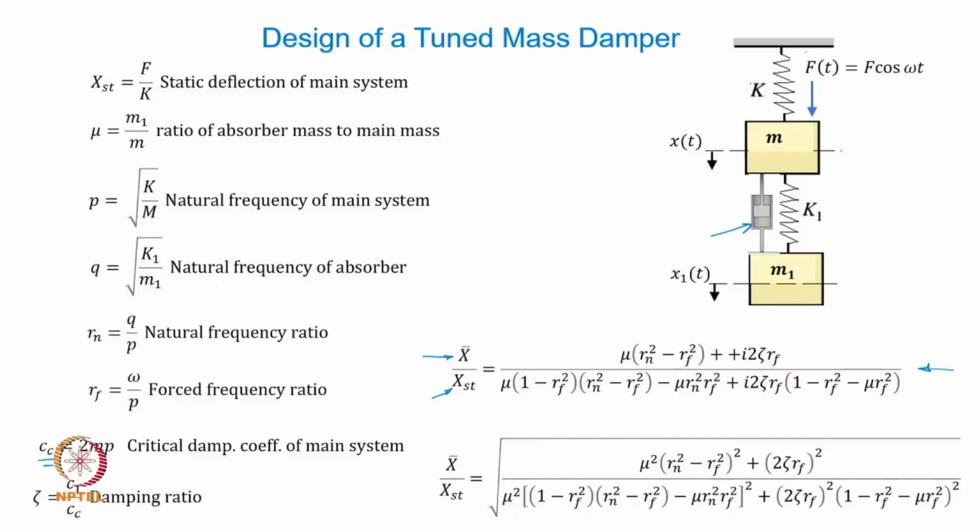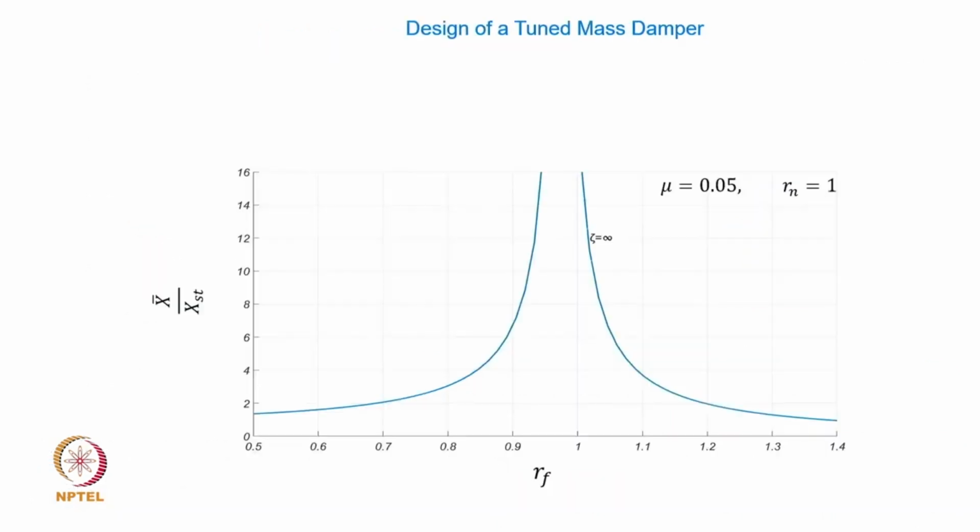You fix one parameter and then vary the other one for different values of zeta. You will get the variation of this response with the forcing frequency ratio. That's precisely what you see here.